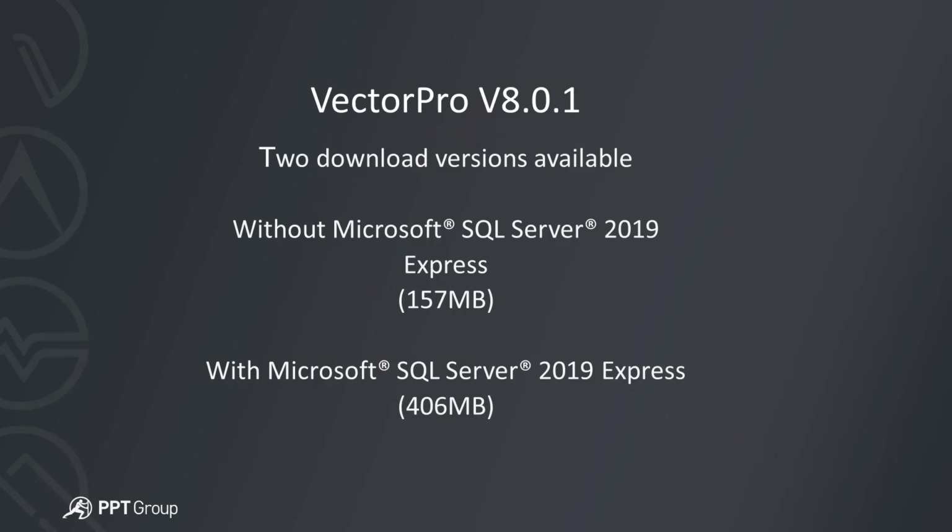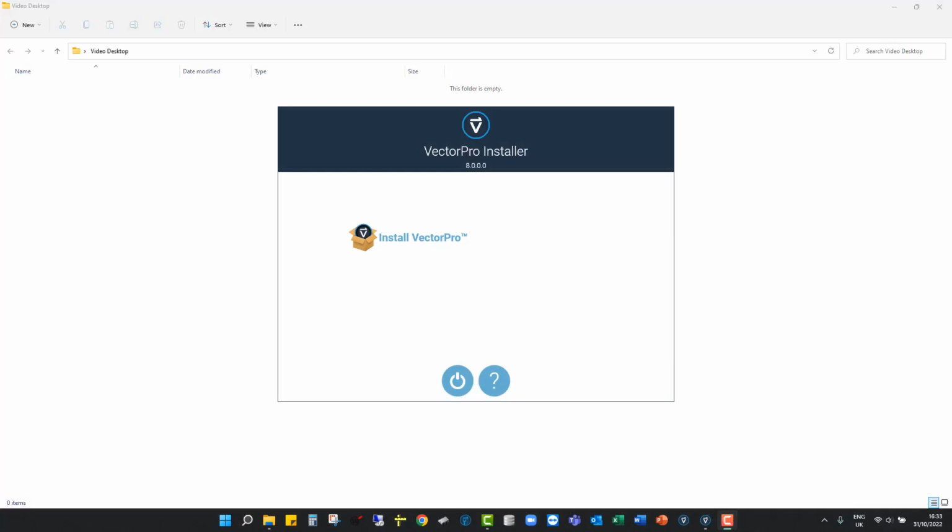There are 2 versions available to download, with and without the Microsoft SQL Server Express support. Here is the new installer. This is the installer with just the VectorPro. And the second installer is with VectorPro and the Microsoft SQL Server 2019 Express. Only install this version if you need to use the SQL Server.